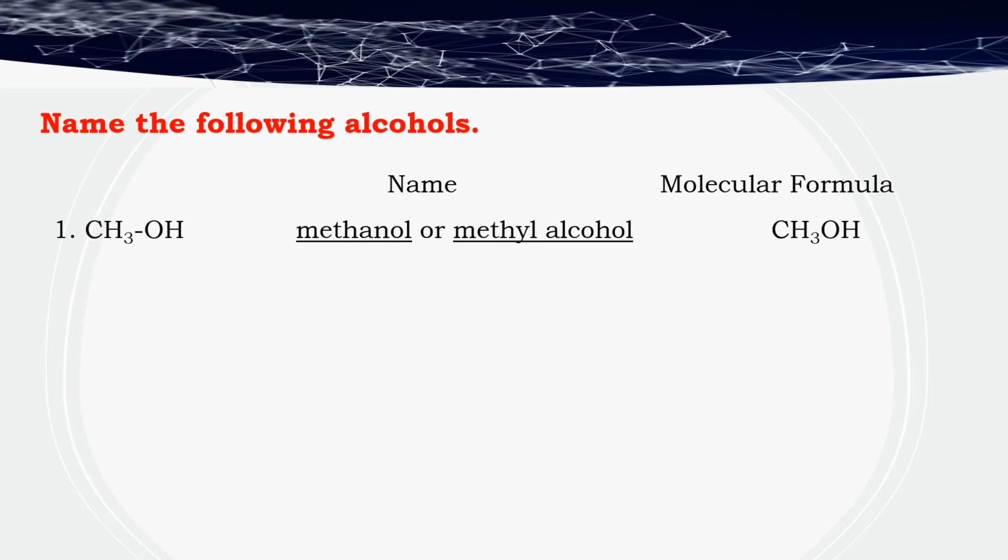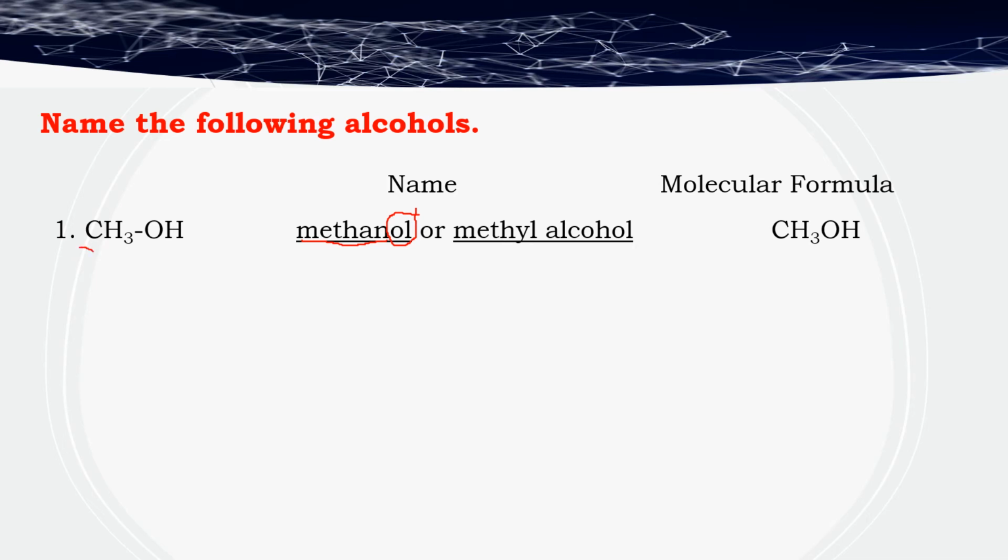So given here is CH3OH. The stem of an alkane that contains one carbon atom is methane. So we replace the E at the end of methane. Here is the stem, meth. The E at the end of methane, we removed it, and it is replaced with OL. So the name of that is methanol, or we can also use methyl alcohol.